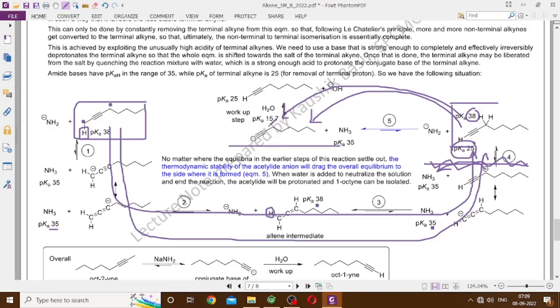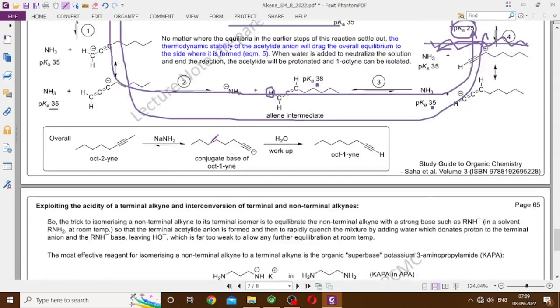And after that, once your reaction is over, you work up with water, so you get the protonation here. So it's a contra-thermodynamic isomerization. You are exploiting the unusual acidity of the terminal hydrogen. So you can actually go for that. So the overall transformation is sodium amide.